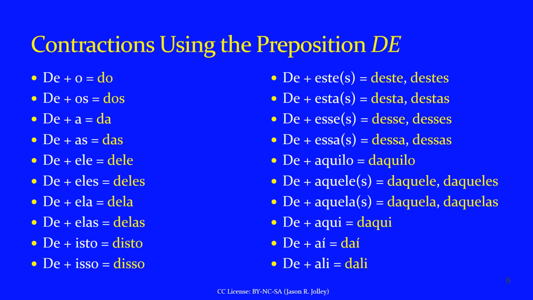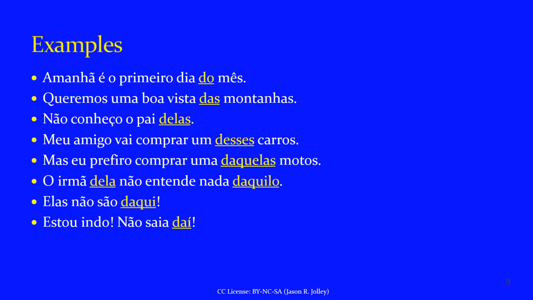Very, very common. And here we see some examples, and I think I mentioned earlier in the lesson that I wouldn't be able to give examples of every single form. You saw on the previous slide that de generates a couple dozen different contractions and combinations. Here we're just going to look at maybe 8 or 9 examples of some of the most common. So let's start it off with amanhã é o primeiro dia do mês. Amanhã é o primeiro dia do mês. Of the month. Do mês, of the month. The first day of the, contracted to do mês.